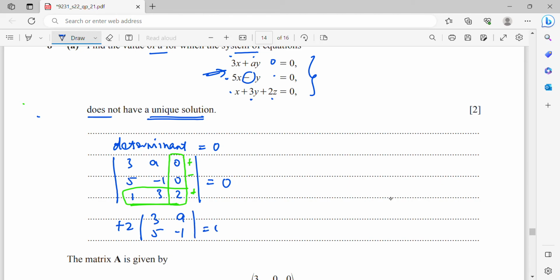So from here, evaluate the 2 by 2 determinant. I will get negative 3 minus 5A equals 0. So A cannot be 0, therefore negative 3 equals 5A. So your A will be negative 3 over 5. So that's the solution for A.